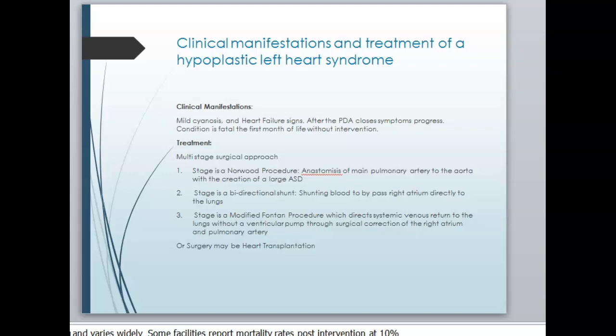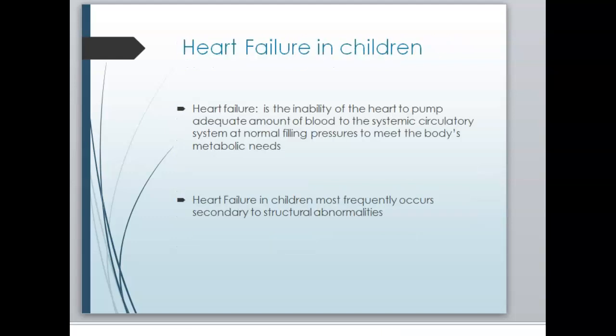Oftentimes, these particular children who are born with hypoplastic left heart syndrome need a heart transplant in order to live. The prognosis is improving and varies widely, and some facilities report mortality rates post-intervention at 10%. Those are some of the defects that are not commonly seen, but more commonly seen in children or in newborns, and that occur most frequently if they're going to occur at all.